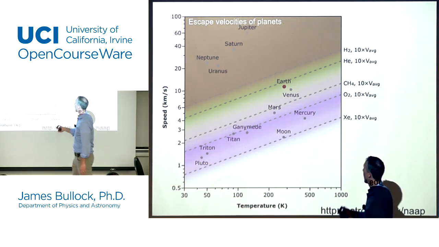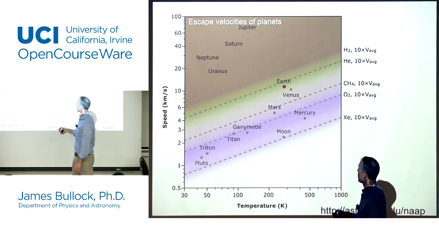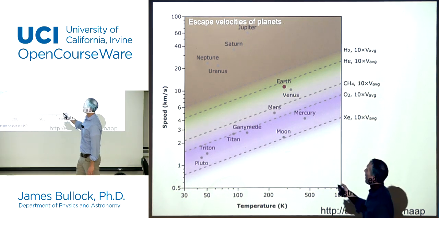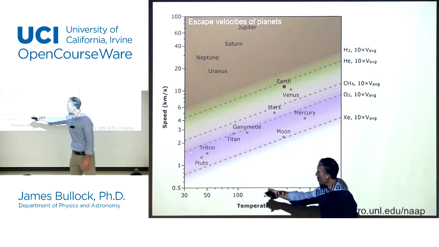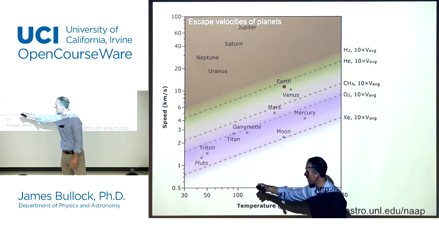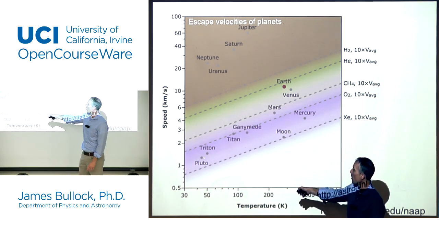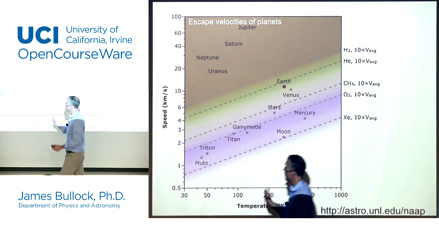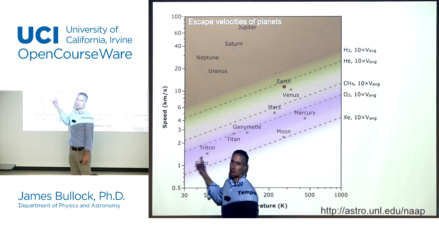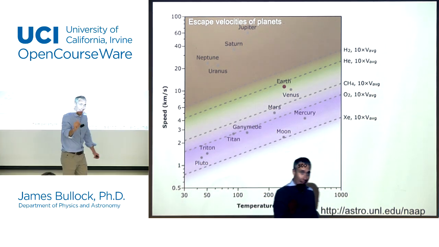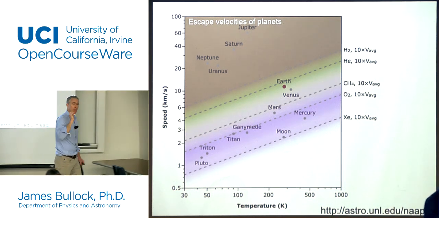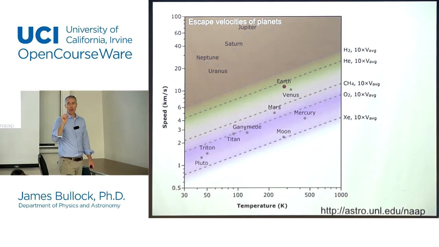Okay? So the Earth here has a temperature right around here, sort of 2-something, 300 K. Jupiter is colder. Pluto out here is very cold, so it's down here. And so the position of the planets are just their temperatures on this axis and their escape speeds on this axis. The lines show the speeds of molecules, different kinds of molecules at those temperatures.